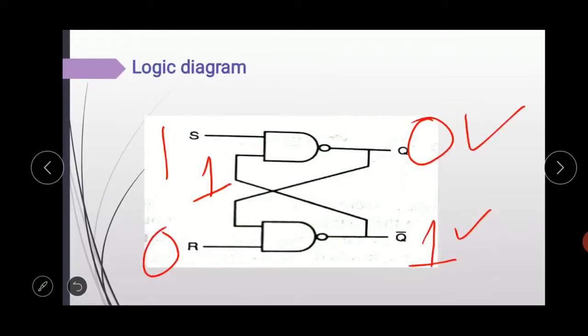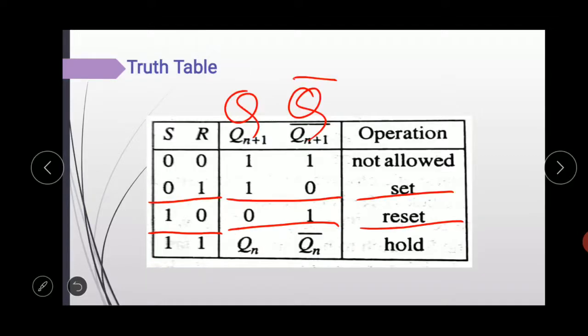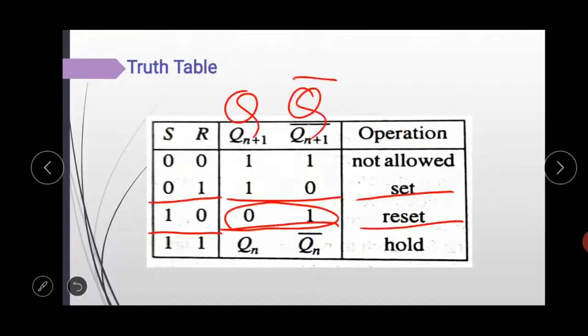Then when we give input 1 1, from this we are not able to assume any output, so it holds the previous state value. In the previous state we calculated 0 and 1, so here we get 0 and 1. It holds the previous state, and no change occurs when the combination is 1 1.